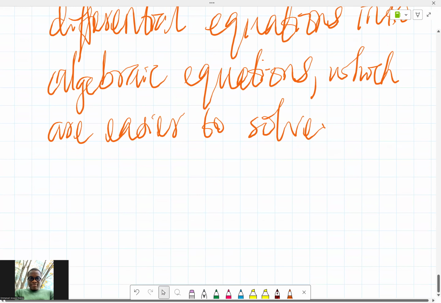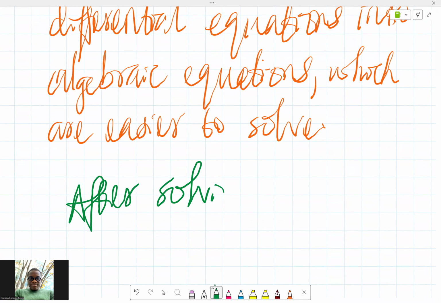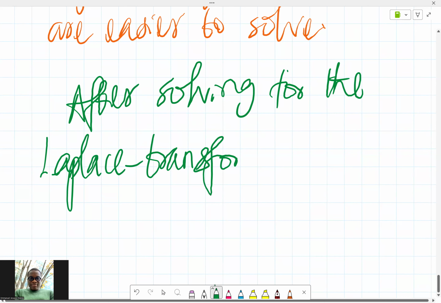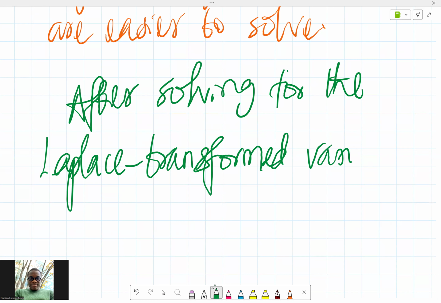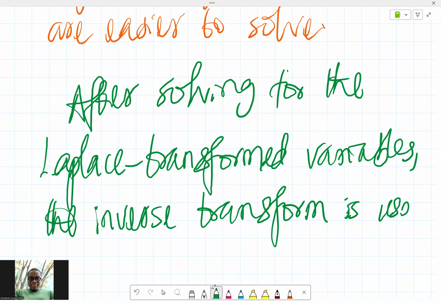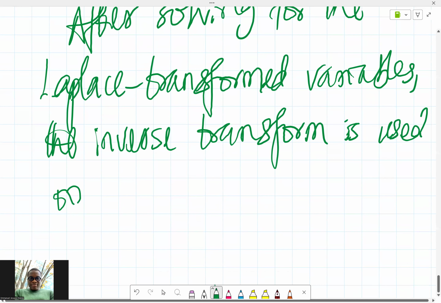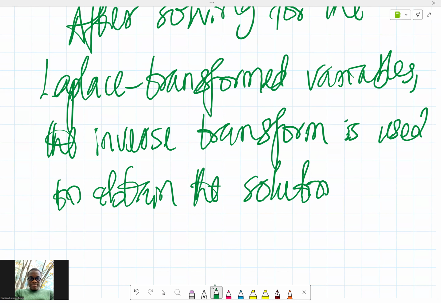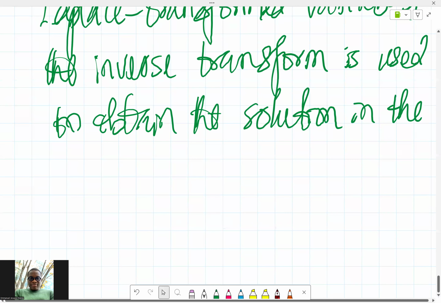Okay, so then after solving for the Laplace transformed variables, the inverse transform, so you now use the Laplace transform again to take it back, is used to obtain the solution in the original time domain.